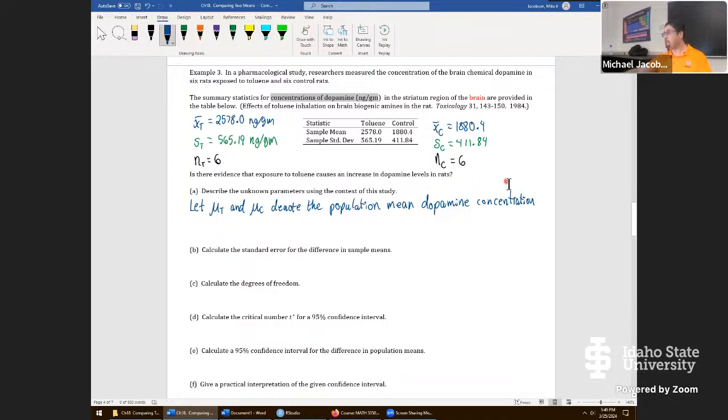So that will be the mean dopamine concentration for rats in the toluene. I'm not sure if I'm even pronouncing that right, but let's keep on going with it. Toluene or toluene, that might be a little bit more accurate. Group and control group, respectively.